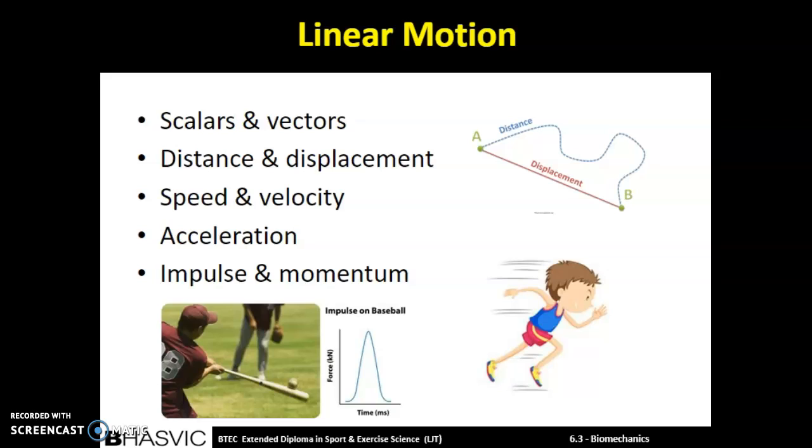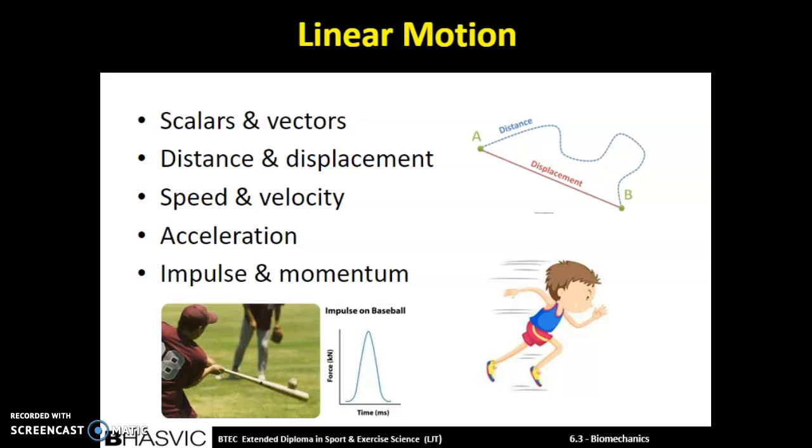Quantities are either measured in scalar or vector values. A scalar value is a quantity that is fully described by a magnitude or a numerical value alone. Vectors are quantities that are fully described by both a magnitude and a direction. An example of a scalar value is mass, but a vector would be weight.